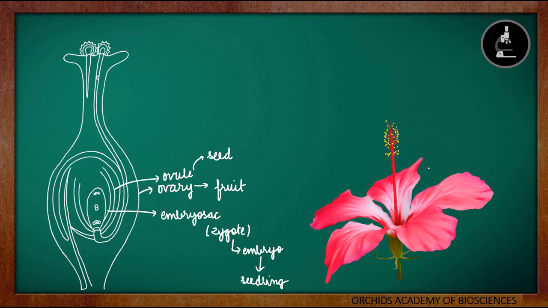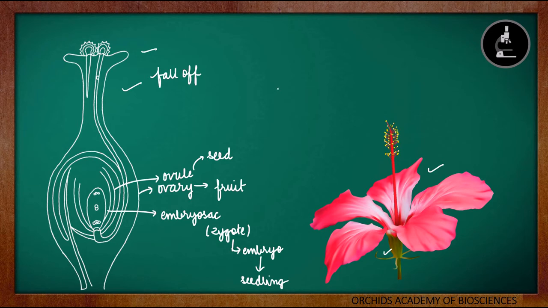Then what happens to the parts like the petals, the sepals, the stigma and the style? What happens to these parts? These parts will shrivel and finally fall off. So this is what happens after the process of fertilization.